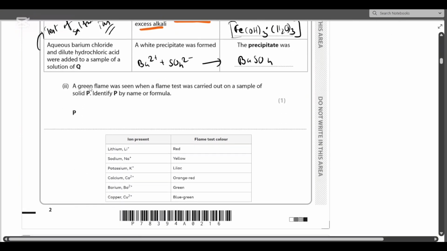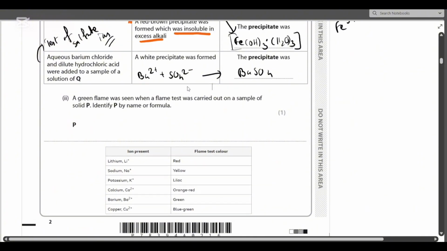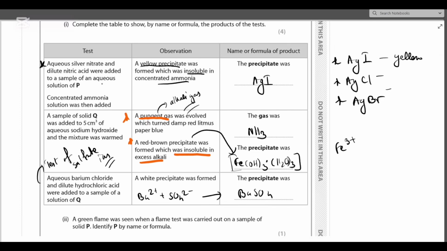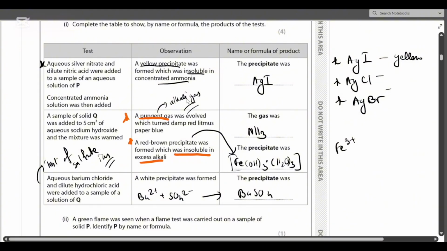Moving on, number 2: a green flame was seen when a flame test was carried out on a sample of solid P. Identify P by name or formula. In the first test, we basically identified the presence of iodide ions in the solution of P.